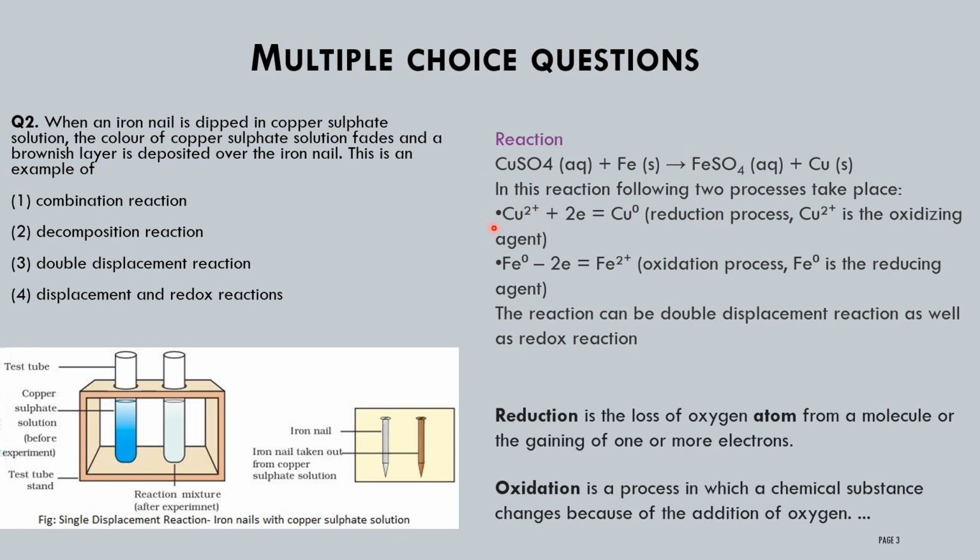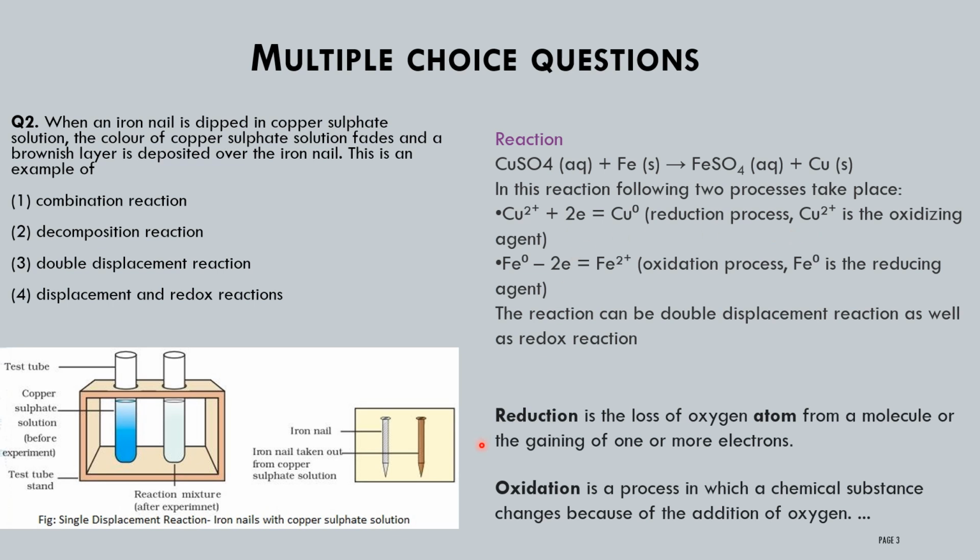Here, copper sulfate splits into Cu2+ and SO4 2- ions. Cu2+ receives 2 electrons and you get copper. This type of reaction we call a reduction process. Here Cu2+ acts as an oxidizing agent.